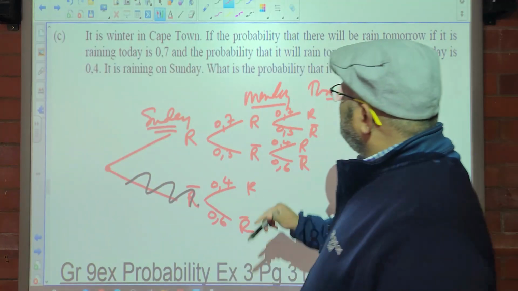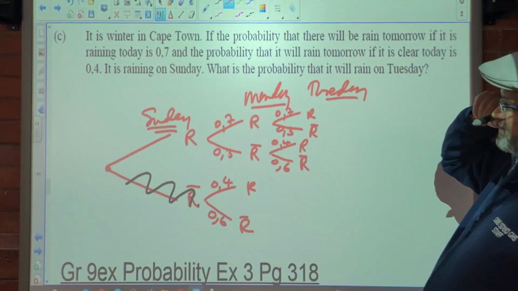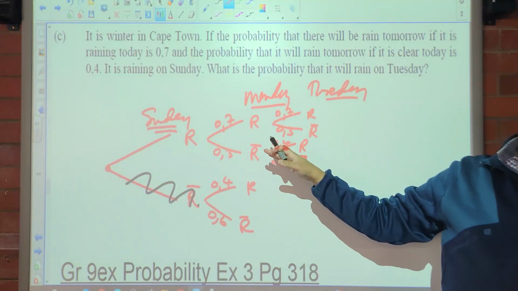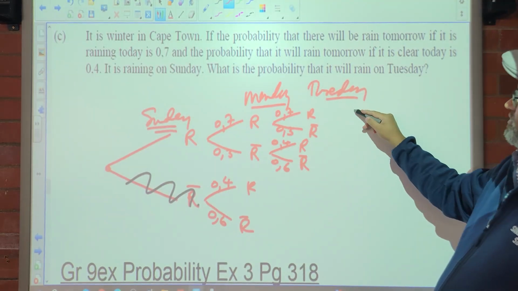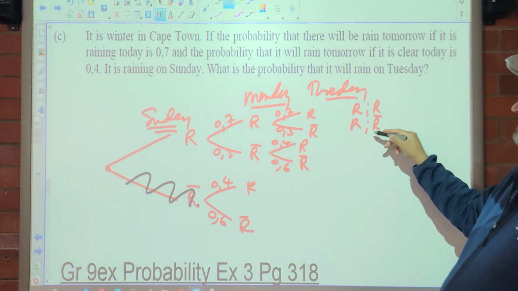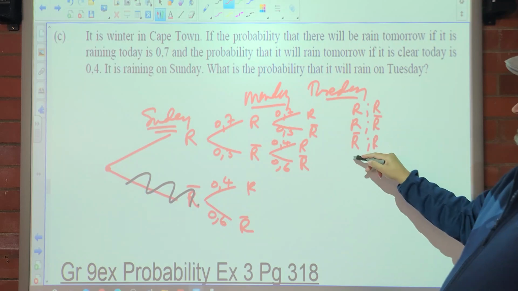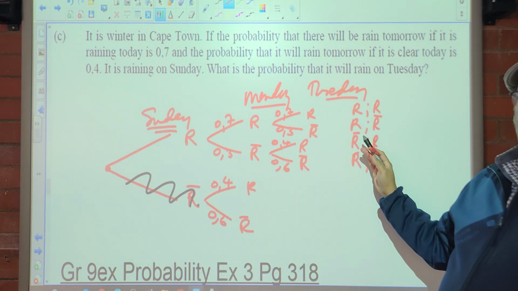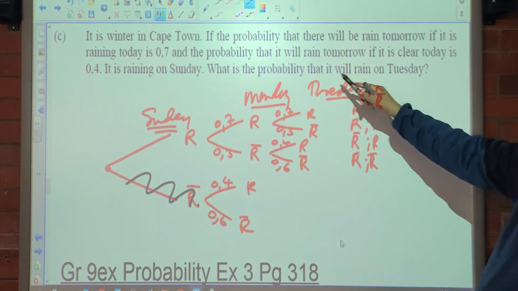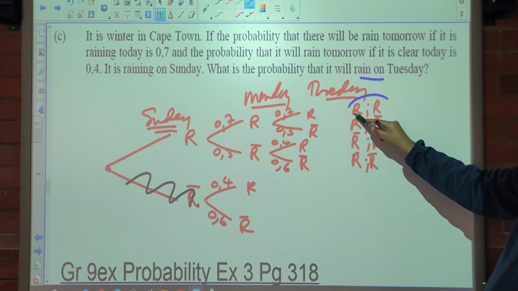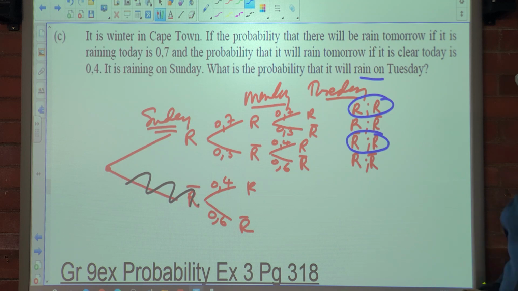Okay. I want to know what's the probability that it will rain on Tuesday? Now, no condition is given with regard to Sunday or Monday. So my outcomes here are going to be rain, rain, rain, no rain, no rain, rain, no rain, no rain. Remember, this is the outcome for Tuesday. So there's a probability that it will rain on Tuesday. So it could be rain, rain, no rain, rain. Those are the two combinations I can consider.